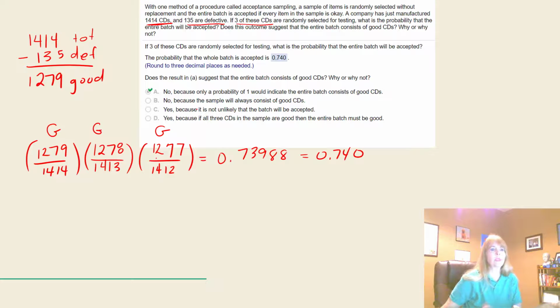And it says, does the result suggest that the entire batch consists of good CDs? Well, of course not, right? Because the entire batch would mean 100%, so the probability of 1 would indicate, and this is definitely not 1.